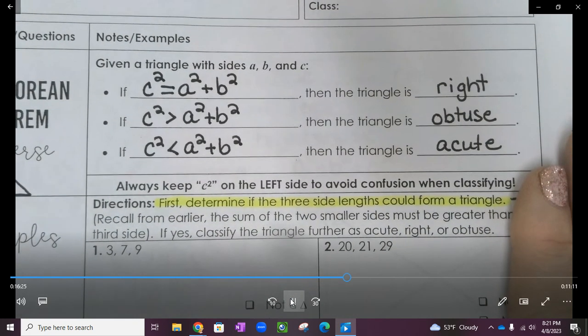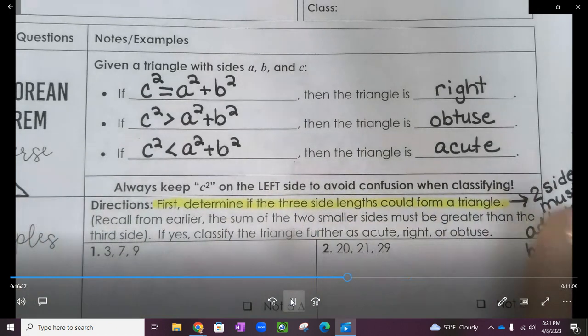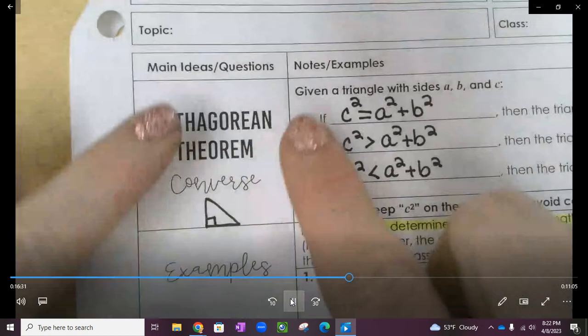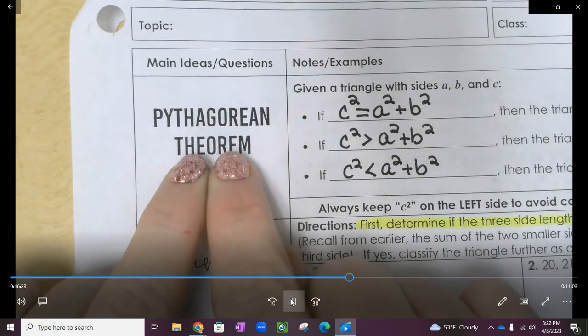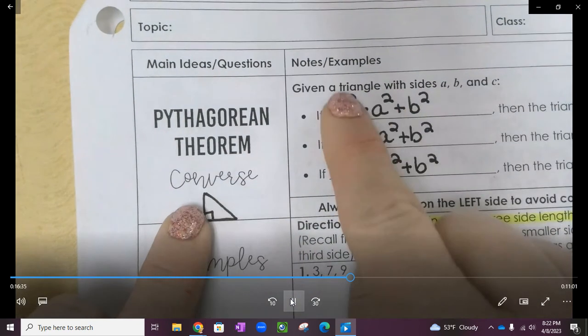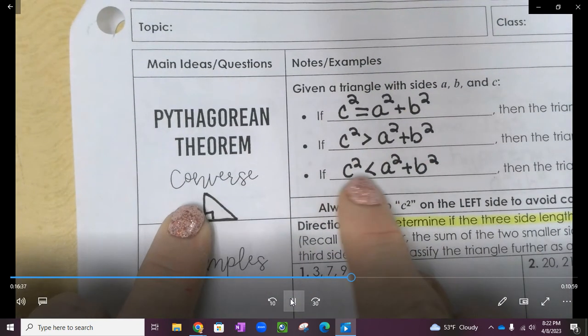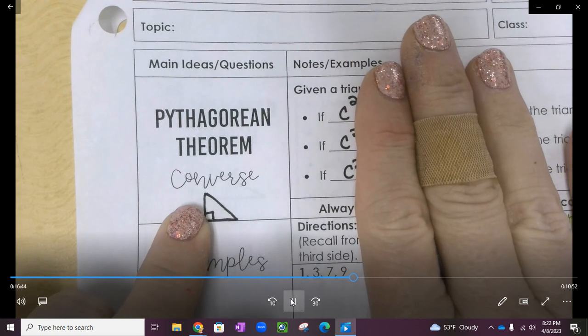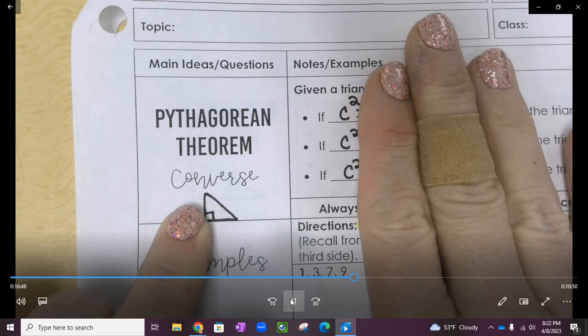Okay, so this is something you may have not seen before. Most likely you haven't. This is using what we call the Pythagorean theorem converse. What do you notice about all these? Normally when we write the Pythagorean theorem, we say a squared plus b squared equals c squared. These are all starting with the c squared.